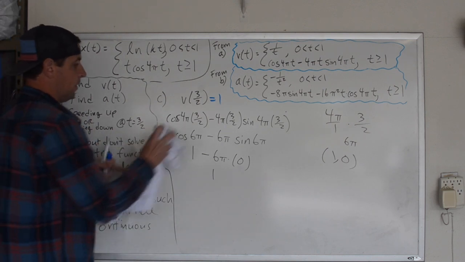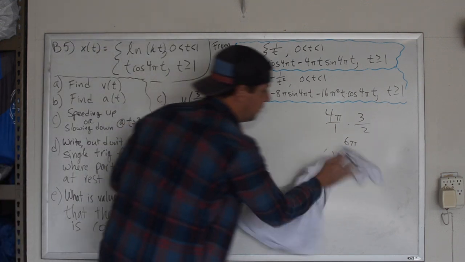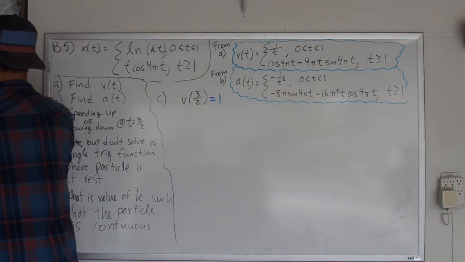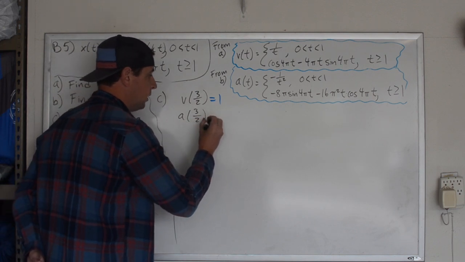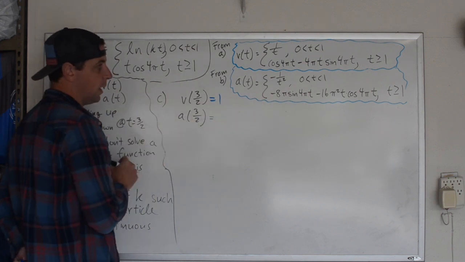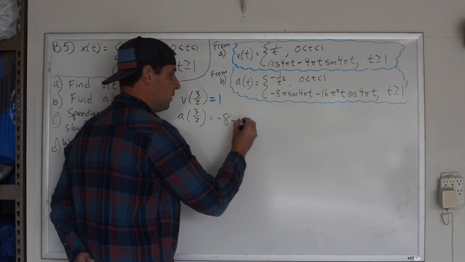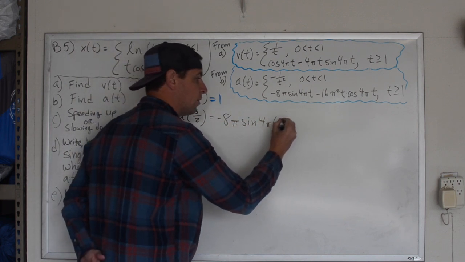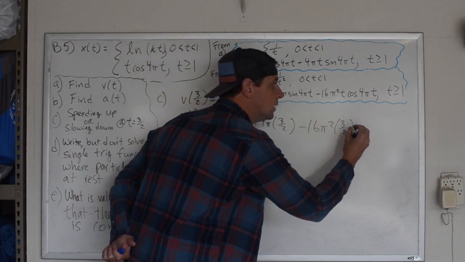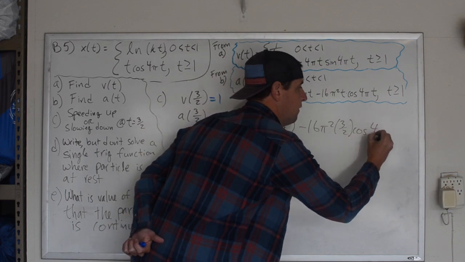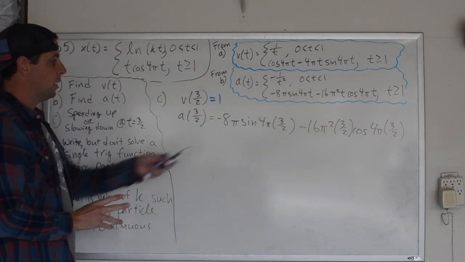So when I do that, I get this here, erasing this part. Obviously, don't erase your work on the AP test unless you know it's wrong. But here now I have a of 3/2 is equal to, I'm putting 3/2 in for t into this function, so this is going to be a lot longer of a line here. Negative 8 pi sine of 4 pi times 3/2 minus 16 pi squared times 3/2 times cosine of 4 pi times 3/2. So I'm putting in 3/2 everywhere I see t for a of t.